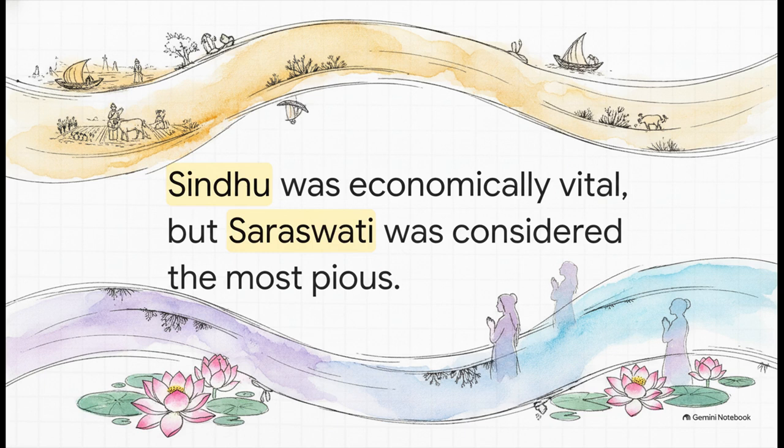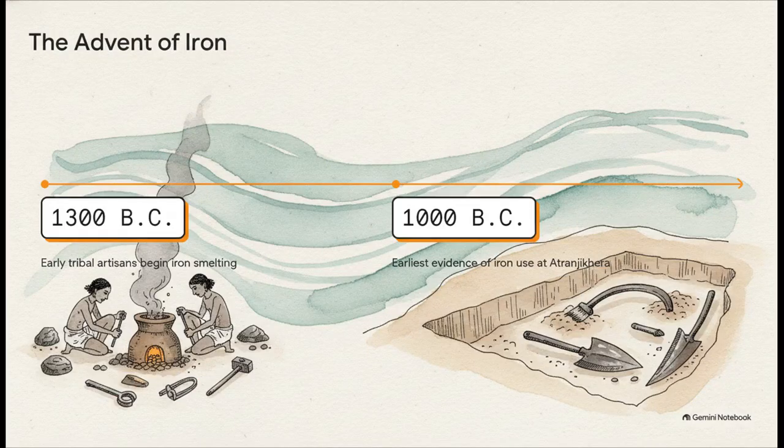But the Saraswati River, that one truly held their hearts. It was revered as the absolute most pious river, tenderly called Naditama, or the best of rivers. It perfectly highlights this beautiful duality between material survival and deep spiritual reverence. Alongside the rivers, the physical world was also changing technologically.